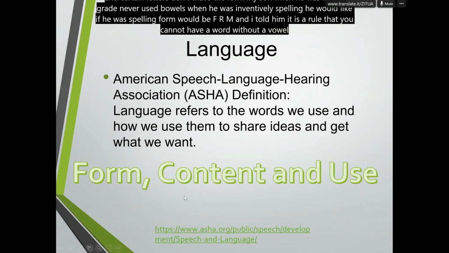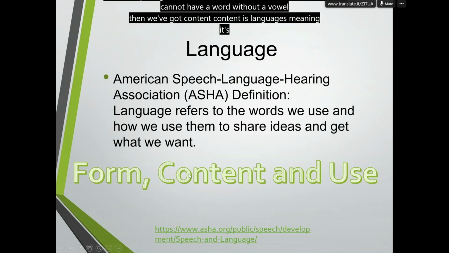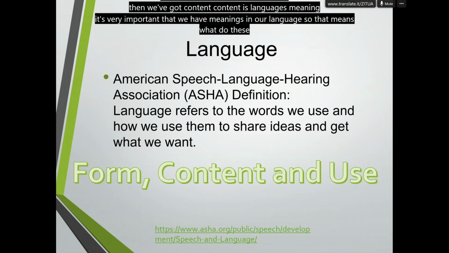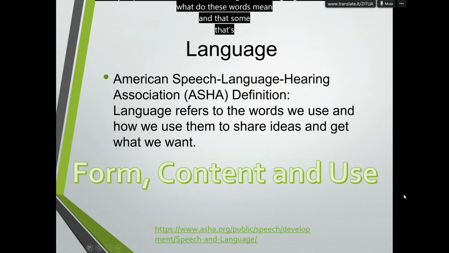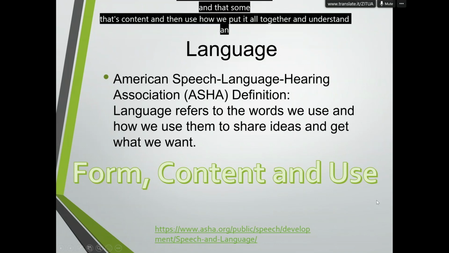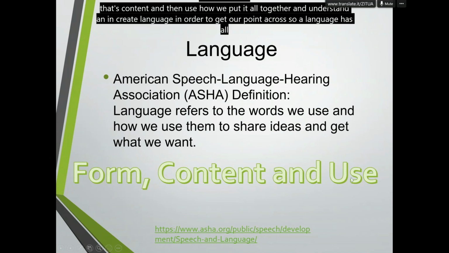Then we've got content. Content is language's meaning. It's very important that we have meanings in our language. So that means, what do these words mean? And that's content. And then use, how we put it all together and understand and create language in order to get our point across. So a language has all these three things: form, content, and use.